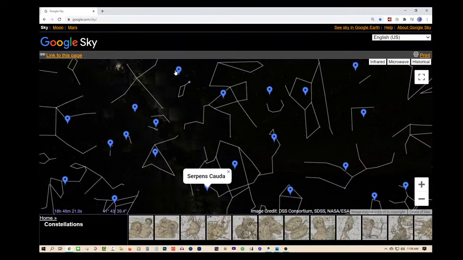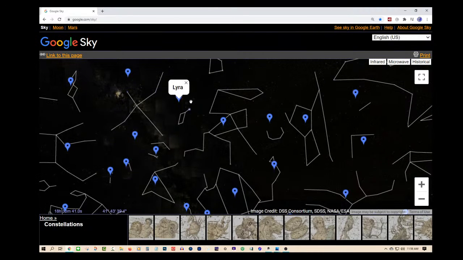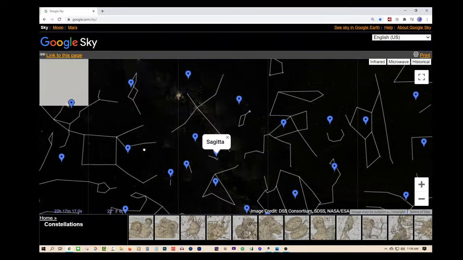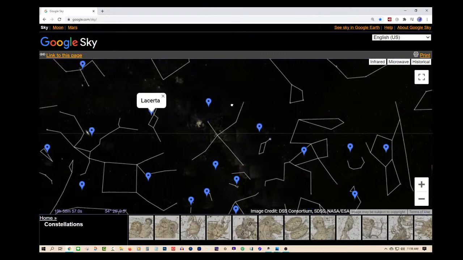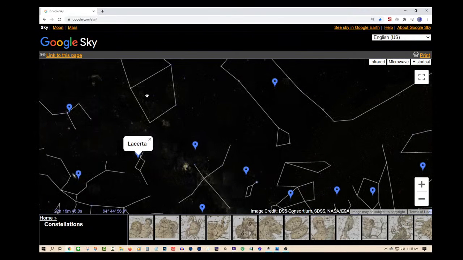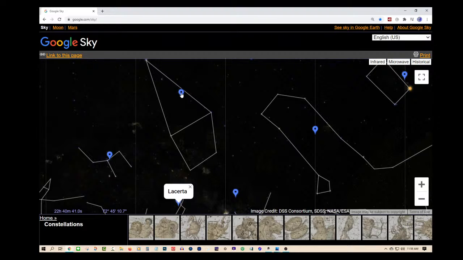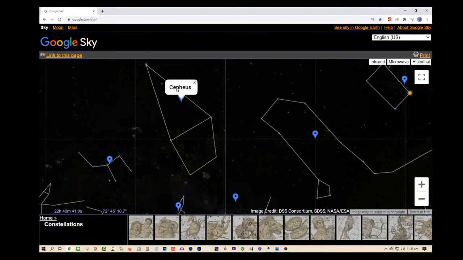What's this one? Lyra. Now, is Lyra one of those birds? We have Sagitta. That couldn't be it because it's on the wrong side, right? What's this? Pegasus. Lacerta. And then that's Draco. We know that for sure. What's this? Cepheus? I don't even know how to pronounce that.